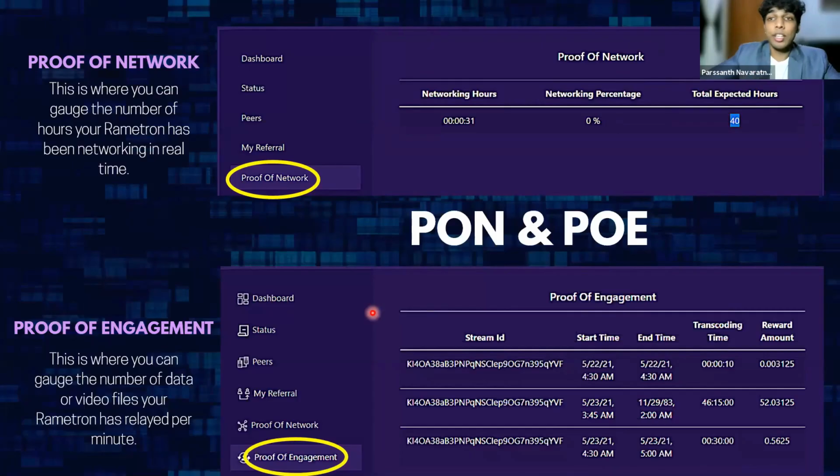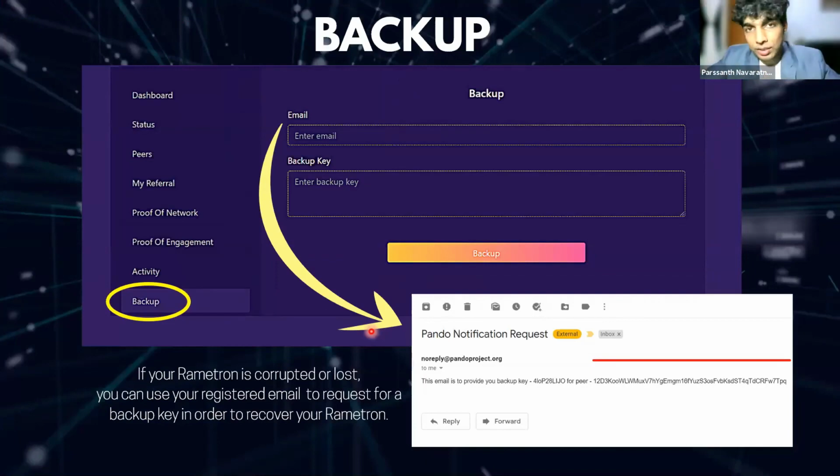Basically, your Ramatron earning is based on two things. It's based on your proof of network and proof of engagement, right? Let's not get into that right now. Basically, this is the total number of hours that your Ramatron is connected and the total number of video files that your Ramatron has relayed or translated. That is what generates your Pando tokens, right? Based on those two things.